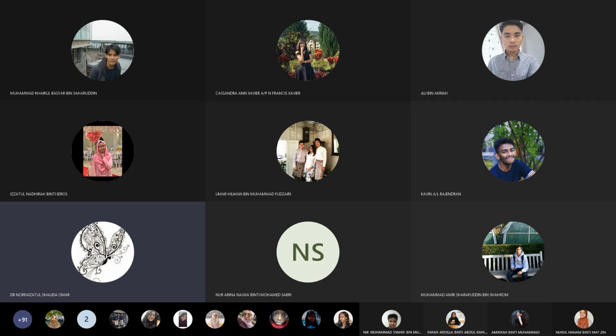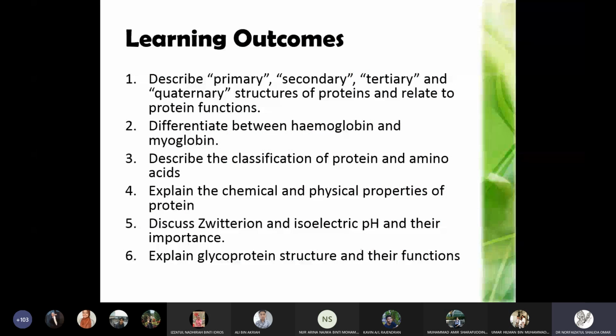You need to know, first of all, the structure of this protein. You have the primary, secondary, tertiary, and quaternary structures of proteins and relate them to the protein functions, and differentiate between hemoglobin and myoglobin. And then describe the classification of protein and amino acid, explain the chemical and physical properties of protein, discuss the denaturation and isoelectric pH and their importance, and then explain the glycoprotein structure and their functions.